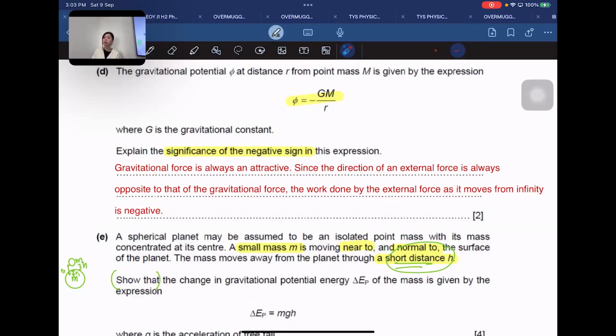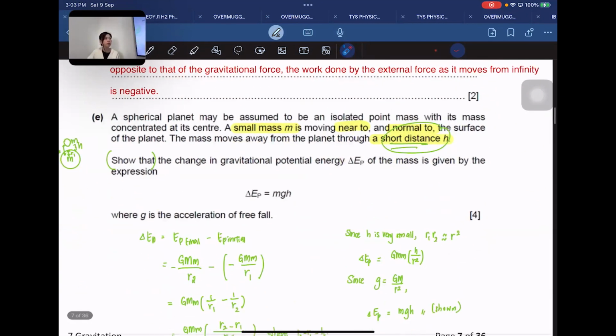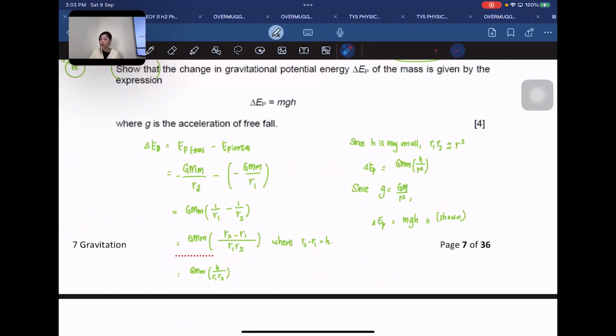As per any quantity, change in potential is always final minus initial. So change in potential energy would be final potential minus initial potential. That's what I start off with. Now, I know that my potential is equivalent to negative GMm over r. So I will get negative GMm over r2 minus negative GMm over r1. That's the change in potential. Am I right? Now, if I factorize out negative GMm, you realize you will get positive 1 over r1, which is this one, minus 1 over r2, which is this one.